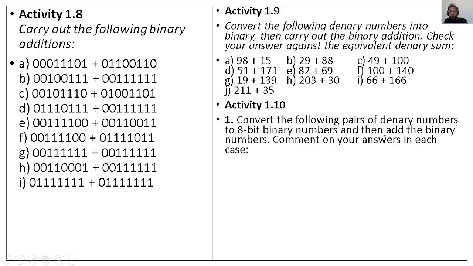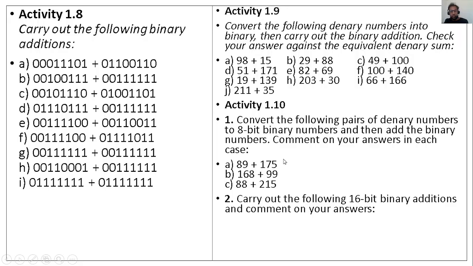Now convert the following pairs of binary numbers to 8-bit binary and then add them. You will have to convert these into 8-bit binary, and we have already solved this question part A, so you will do it that way.